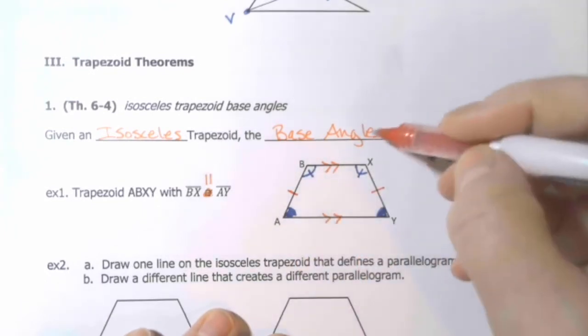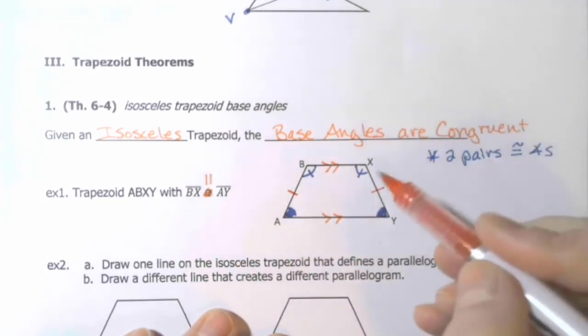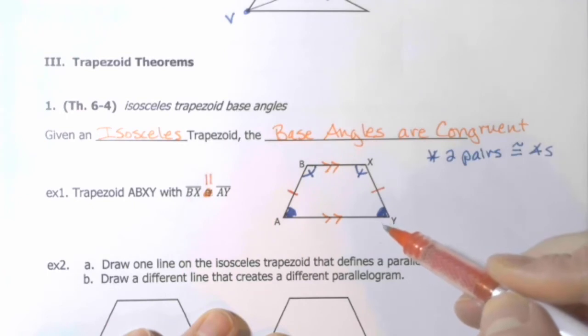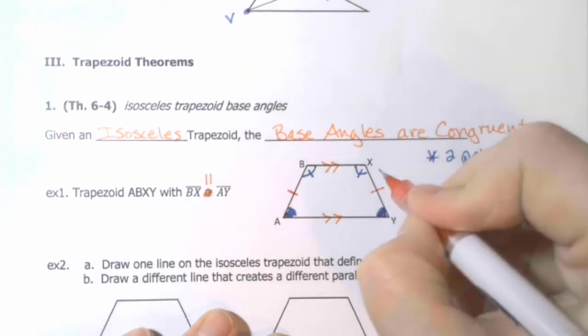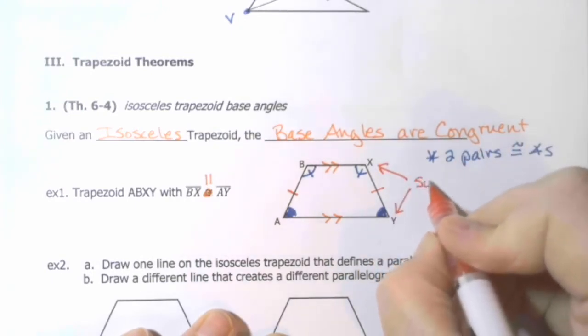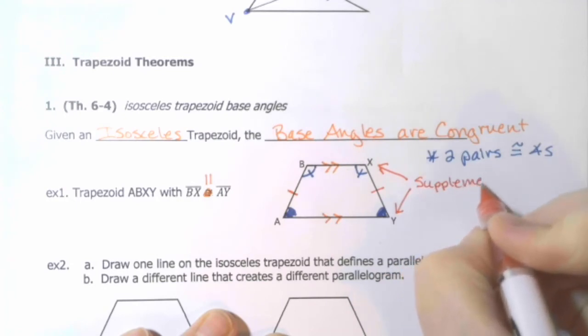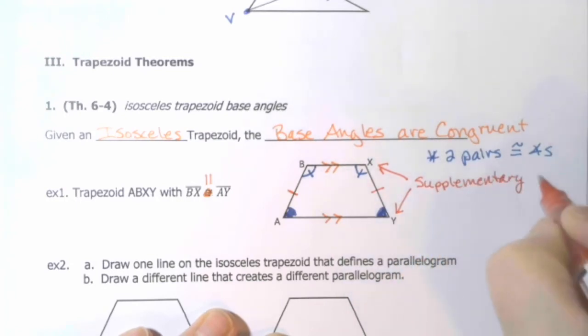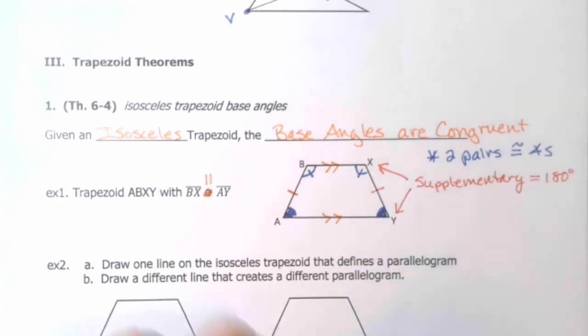Now, what we kind of visited up there on the definition is that because you have two parallel lines cut by a transversal, X and Y are same side interior angles, which means that when you take X and Y, they are supplementary, which means they add up to 180 degrees. Same side interior angles are supplementary. That's going to be a really important piece of information later.